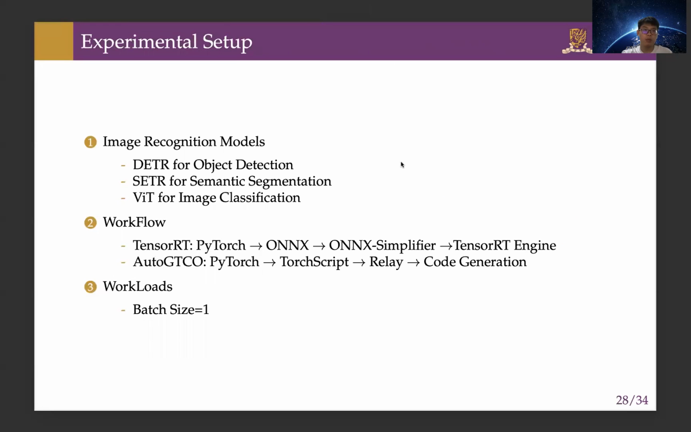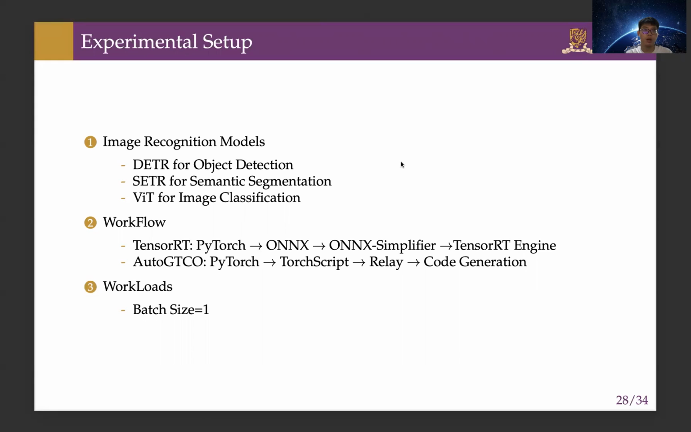We use 3 benchmark models in our evaluation: DETR for object detection, SETR for semantic segmentation, and ViT for image classification. The pipeline of our workflow can be summarized into 2 patterns. For the high-performance computing library TensorRT, we use PyTorch to build models with different parameters, and then use the ONNX export interface to obtain the ONNX model. We use ONNX simplifier to simplify the ONNX model and then convert it to an executable engine defined in the TensorRT environment.